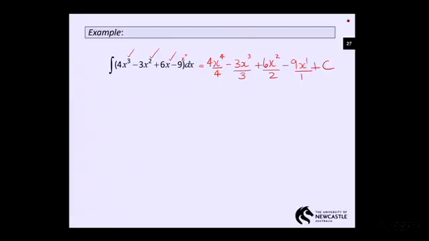Remember, don't take too many shortcuts. I would always write that, because then I'll come back and do the simplifying. Get the x to the 4, get the x to the 3. This becomes a 3x squared, and then this is a minus x plus a c. So that's how you end up finding it.